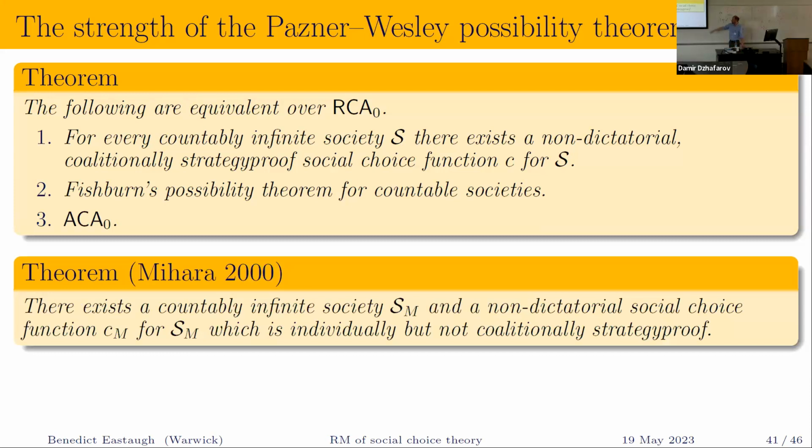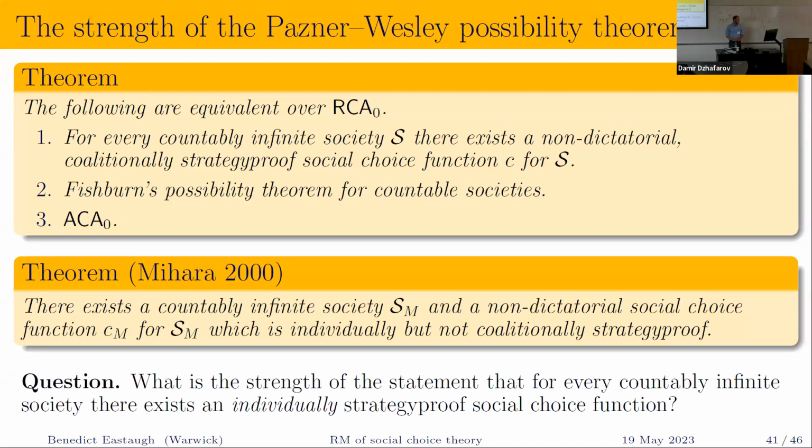This theorem of Mihara, I think, is possibly of interest. He showed that there's a countably infinite society and a non-dictatorial social choice function which is individually strategy proof, but not coalitionally strategy proof. So it doesn't determine an ultrafilter. So I think another nice open question is, what's the strength of this statement, or just the statement that for every countably infinite society, there's an individually strategy proof social choice function? Does that just give you ACA_0, or is it more interesting? So that's the last thing. Thank you.